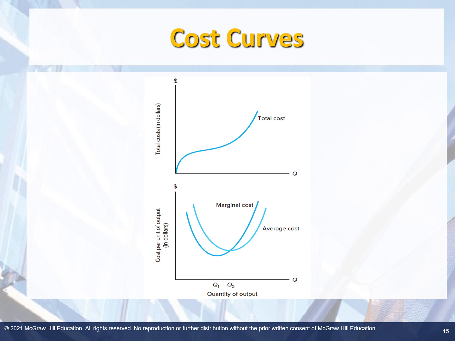Total cost curve. If you produce 100 bicycles, your total cost might be $10,000. If you produce 200 bicycles, your total cost might be $18,000. The total cost curve shows how your costs increase as you produce more bicycles. For marginal cost, if producing one more bicycle increases your total cost from, say, $10,000 to $10,050, the marginal cost of producing that additional bicycle is $50.